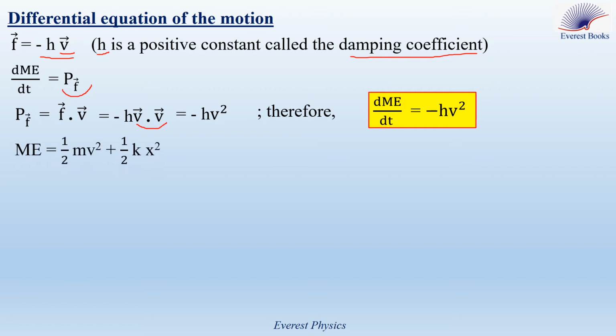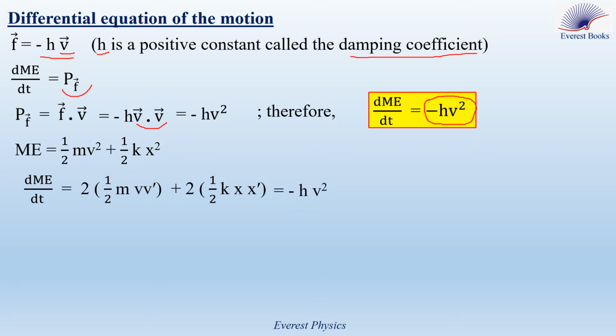Let's write the expression of the mechanical energy in the system, which is equal to 1/2 mv squared plus 1/2 kx squared. Differentiate both sides with respect to time. So the derivative of the mechanical energy with respect to time is equal to 2 into 1/2 mv v prime plus 2 into 1/2 kx x prime. But dME by dt is equal to minus hv squared. So 2 times half is equal to 1, and this term 2 times half is equal to 1.